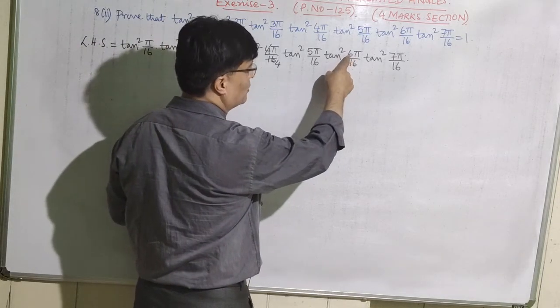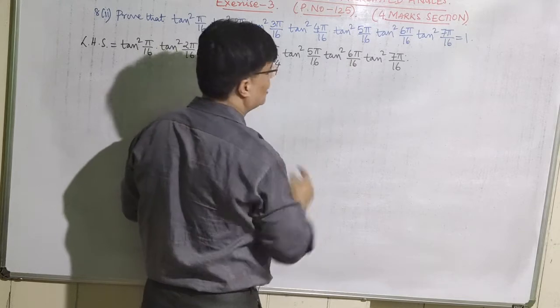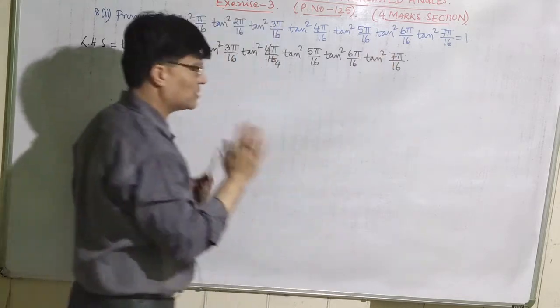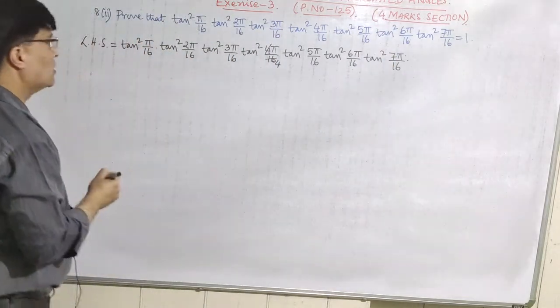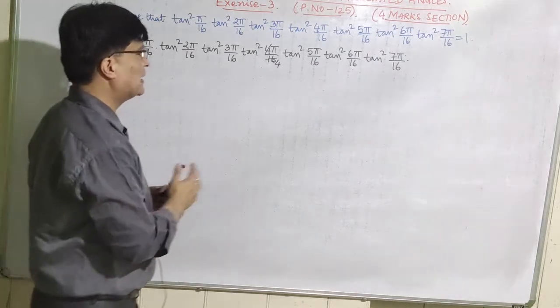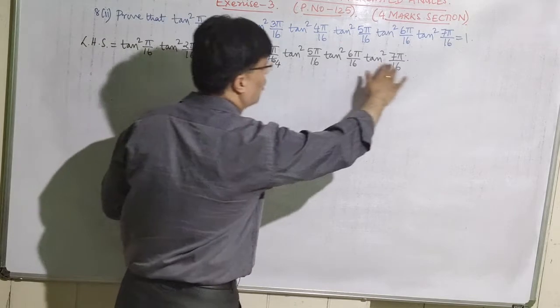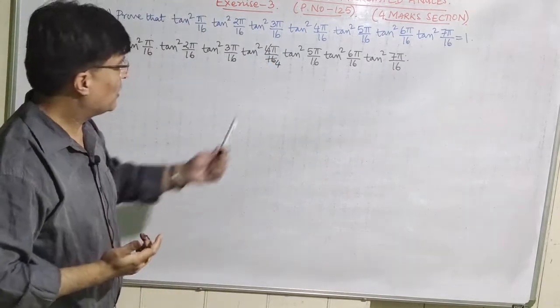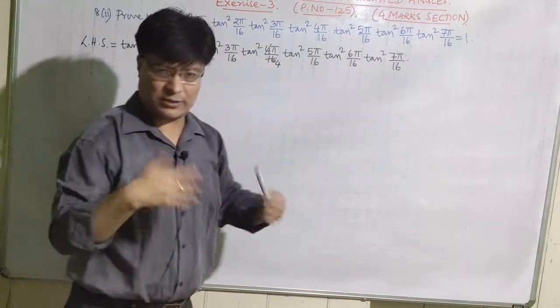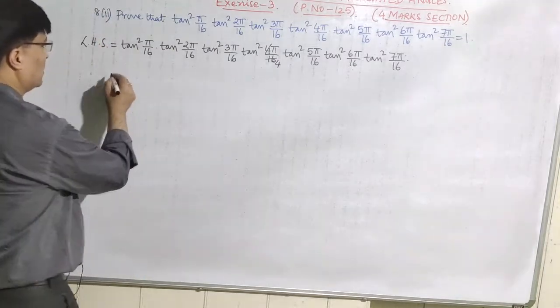Don't cancel it, because it will be 3 pi by 8, which is not the standard angle, and 7 pi by 16, keep it as it is. Okay. So now let us convert this expression after this tan square pi by 4 into cot. Let us convert this tan into cot. Let's see what happens here.